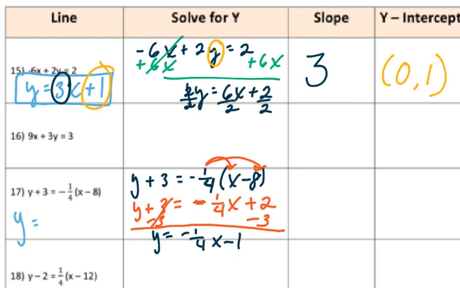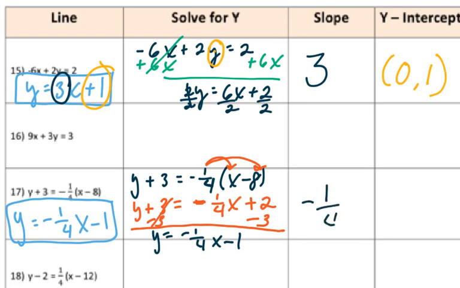So I now have the equation in slope-intercept form. My slope is negative 1/4. My y-intercept is (0, negative 1). Okay, so try 16, try 18, get your special line information, and then you can flip to the next page and start graphing these lines.